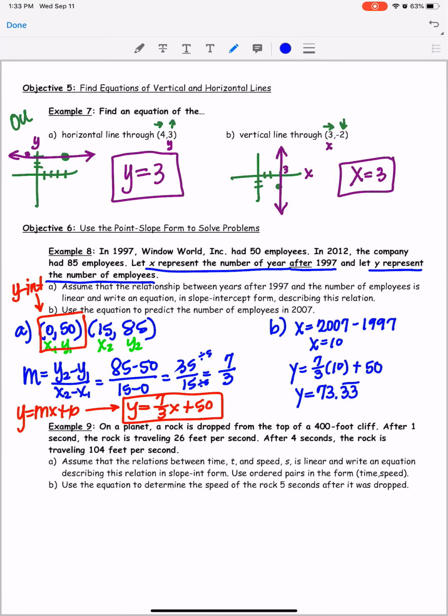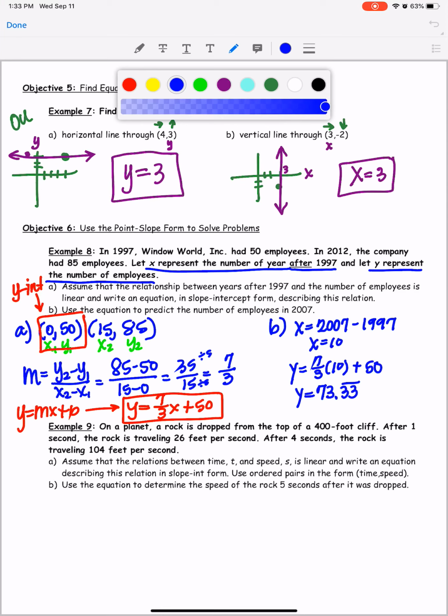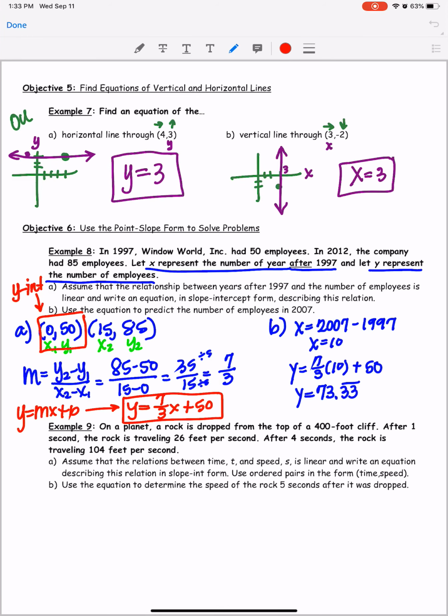So my answer, word problem, word answer, we need to say something like, and I'm very much so out of room here, but we need to say something like there's about 73 employees. Okay, but don't just say that. When did we have about 73 employees? In 2007. So there's my answer.